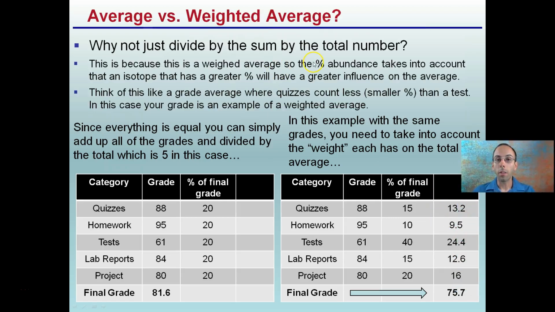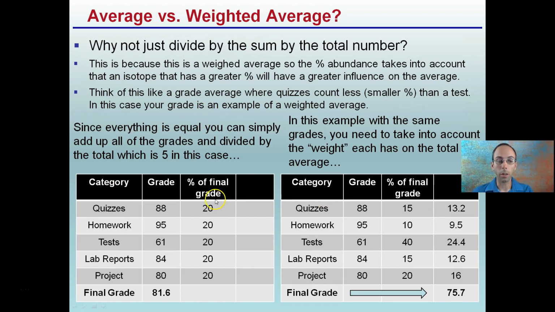So why not just divide by the sum of the total number? This is because this is a weighted average, so the percent abundance is taken into account. An isotope that may have a greater percentage will have a greater influence on that average. So now you're probably going, this doesn't really make a whole lot of sense. So let's relate to something you're probably a little bit more concerned about, which is grades. Think of it as a grade average where quizzes count less or a smaller percentage than a test. In this case, your grade is an example of a weighted average.